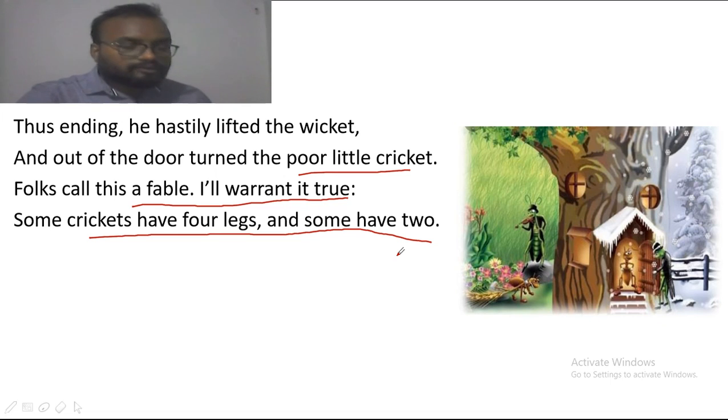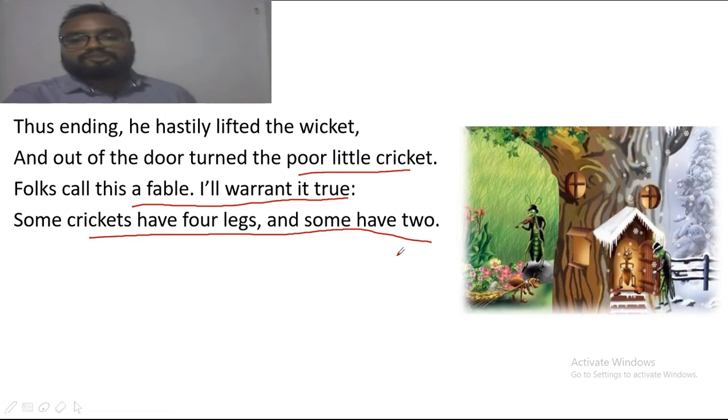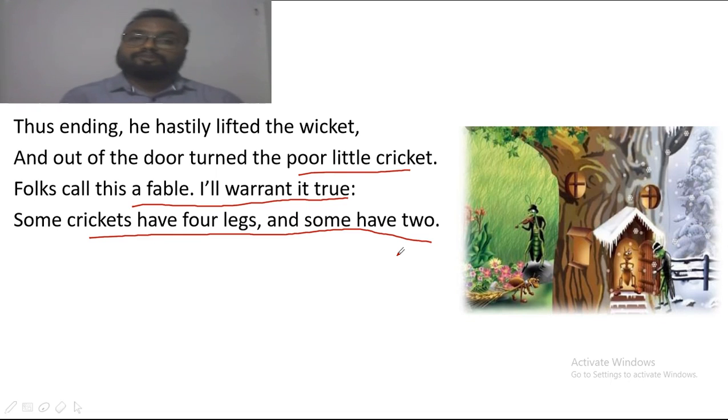So now the poet says that people call this a fable, people call it a story. But I find, the poet says, that no, it's true. And that's why some crickets have only two legs while some have four legs. It means four legs and two legs. What is the difference between them? It means they have used their two legs in such a manner that now they are used as hands.